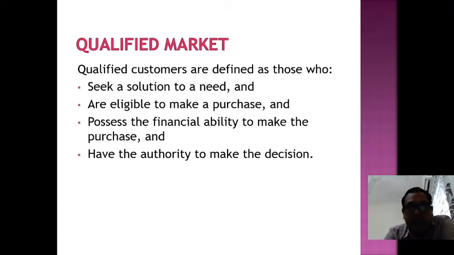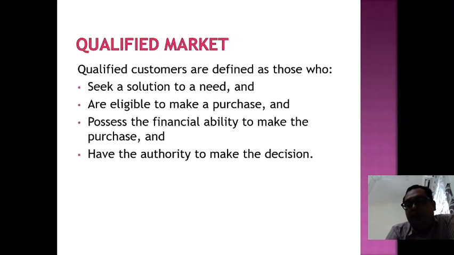So it means they have to fork out a very large capital to purchase properties, and they don't have the ability to make the loans. Buyers must also have the authority to make the decision. If you are trying to sell a product, of course, the person who holds the financial ability, who holds the money, and is the leader of the household, has the authority to make the decision to make the purchase.